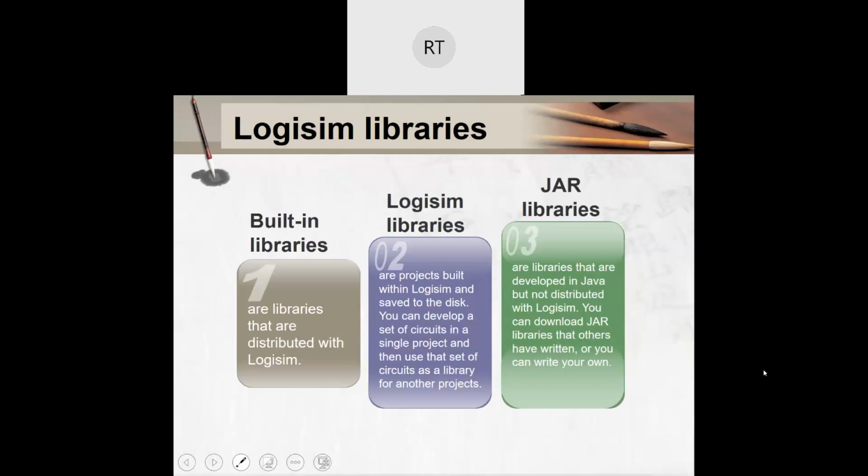You have other types of libraries also that are developed in Java, okay? But they are not distributed with Logisim. You can download the JAR libraries that others have written. So someone else has written something, you can download it and use it, or you can write your own and someone else can use it, okay?